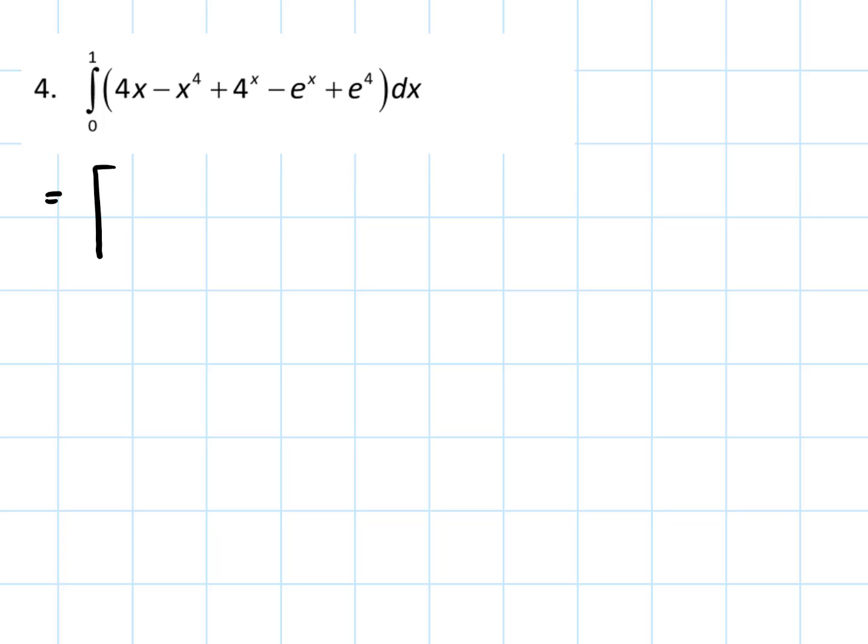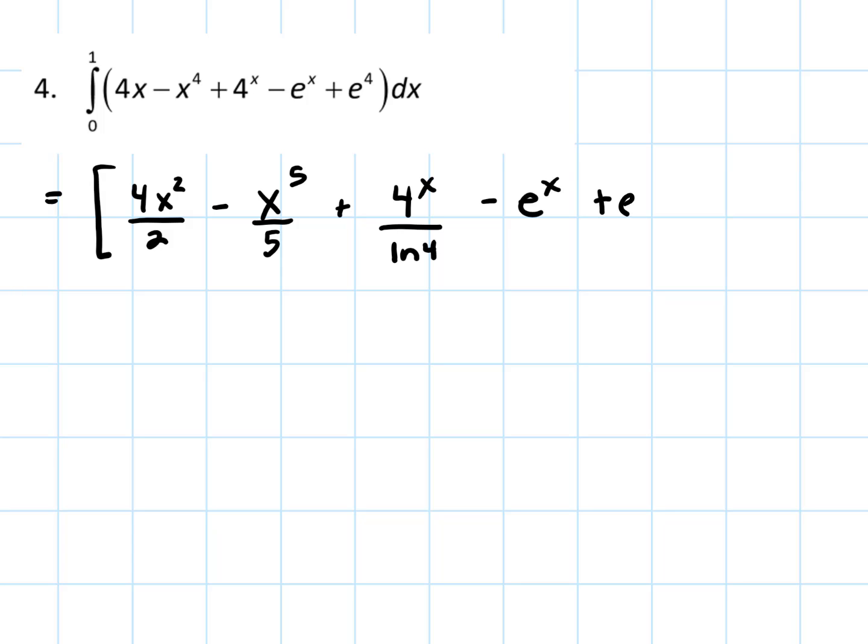So as we integrate, we're going to get 4x squared over 2 minus x to the fifth over 5 plus 4 to the x over the natural log of 4. Remember, when we have anything other than base e, if it's a to the x, the antiderivative, or the integral now, is going to be a to the x over ln of a. Minus e to the x is just going to be e to the x. And e to the fourth is a constant, so when we integrate a constant, we get e to the fourth times x. And now we're evaluating this from 0 to 1.